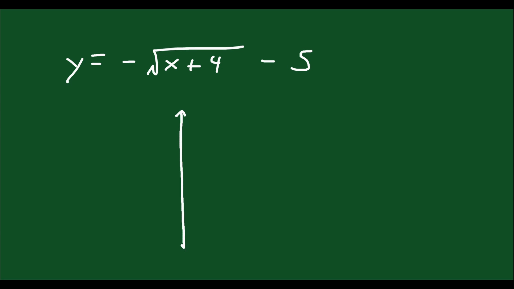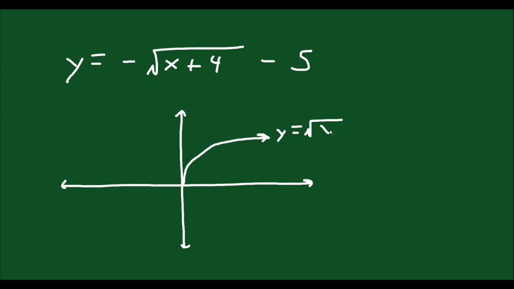Okay, let's do another example. Let's say I have y equals negative square root of (x plus 4) minus 5. We'll do the same thing. We'll do one step at a time. And we'll start with our parent function, which looks like this. This is y equals square root x. It starts, of course, at 0, 0 and goes up to the right like that.